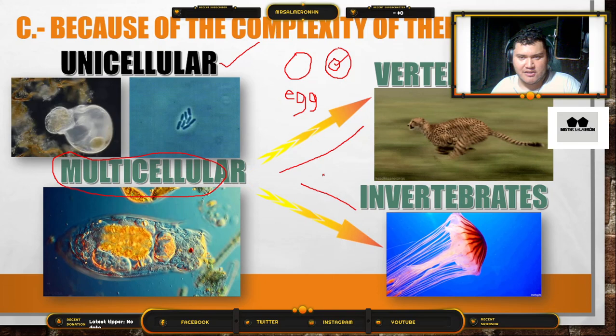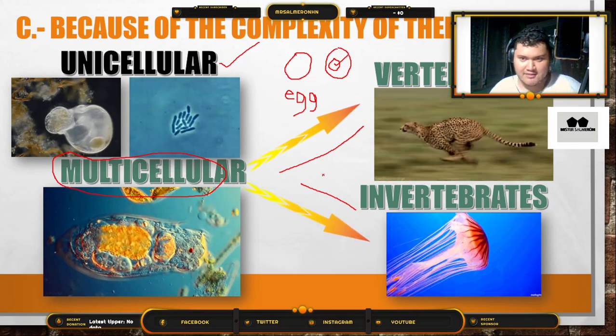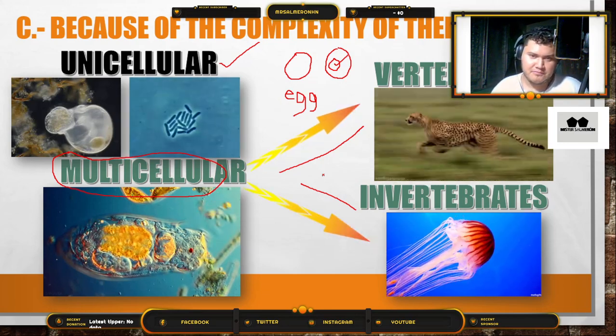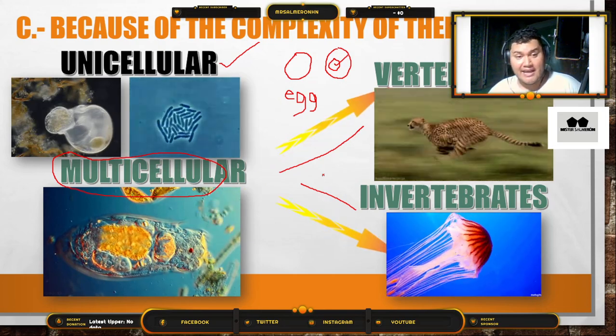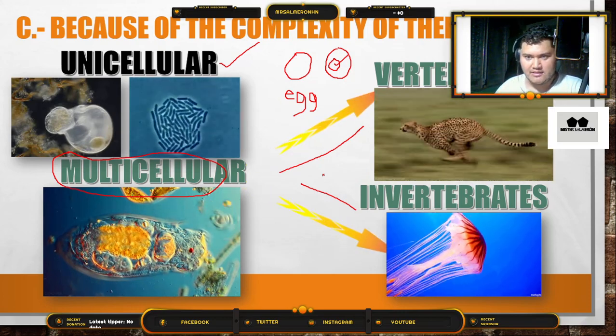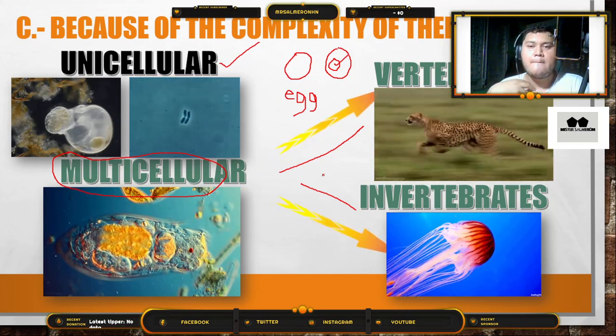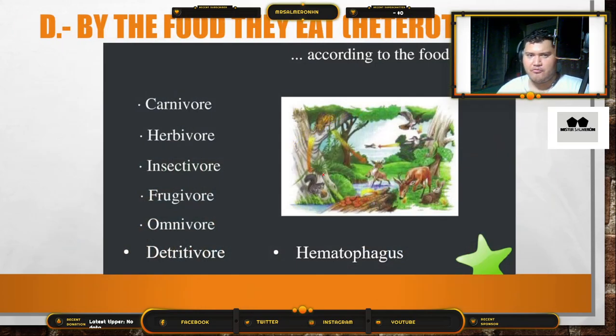Okay. Now, vertebrate animals, more examples. The cheetah, as in the picture, the elephant, the giraffe, the zebra, the horse, the lion, the tiger, the people. We are classified as animals according to science. So according to science, we are vertebrate animals. Okay, great. Now, by the food they eat, the animals can be carnivores, herbivores, insectivores, frugivores, omnivores, detritivores, and hematophagous.